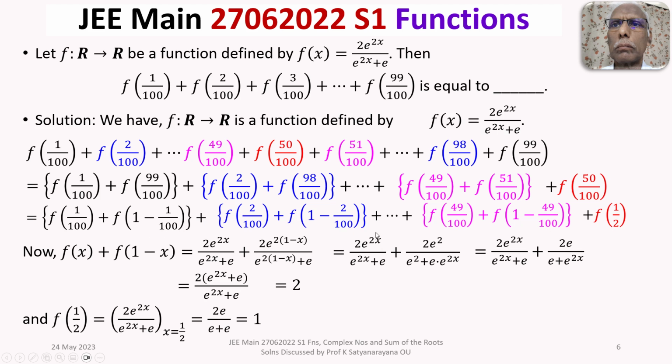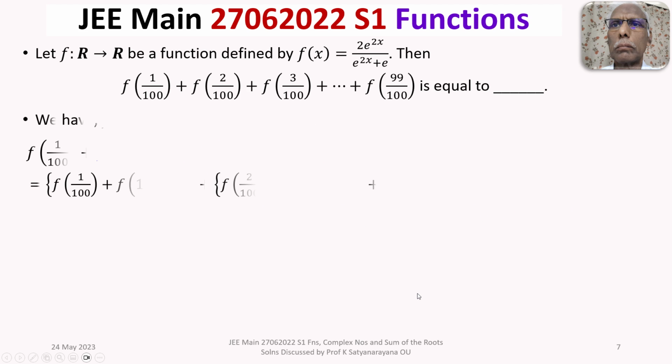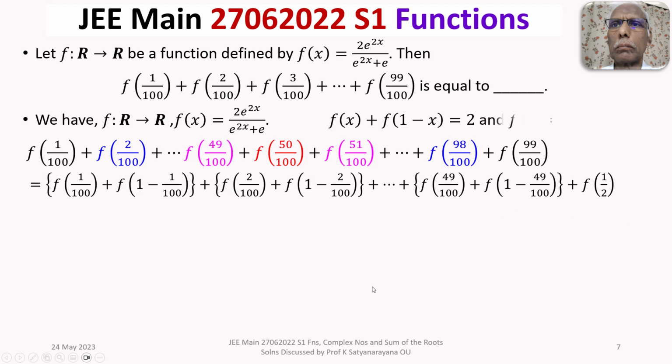Now 2 into 49, that is 98, and this is 1, that is 98 plus 1, that is 99. So that we will see in the next slide. So that's what we have done so far.